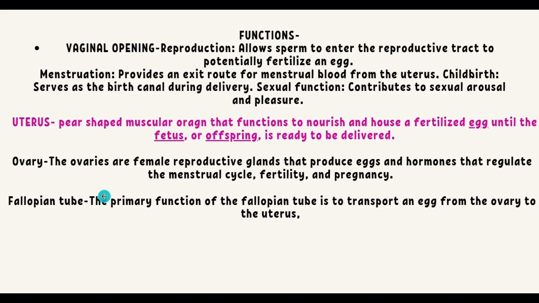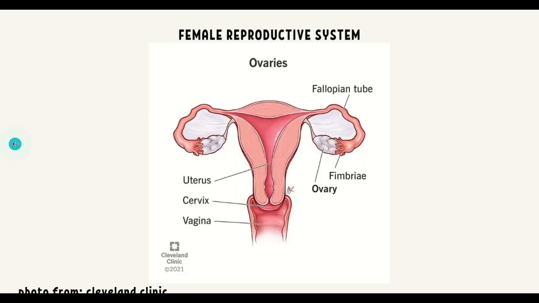And the ovaries are the female reproductive glands that produce the eggs and hormones that regulate the menstrual cycle, fertility, and pregnancy. And you have the fallopian tube, whose primary function is to transport an egg from the ovary to the uterus, right? So the entire fertilization process would start with an egg being released from the ovary.